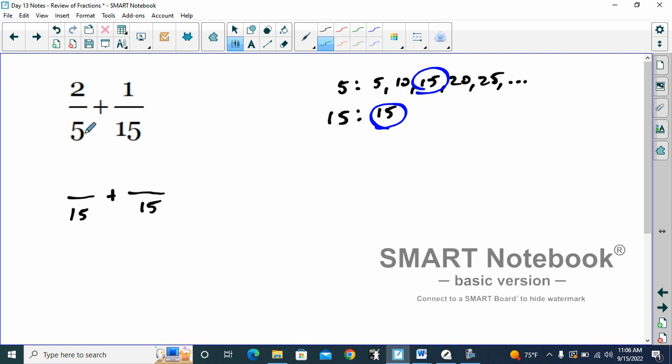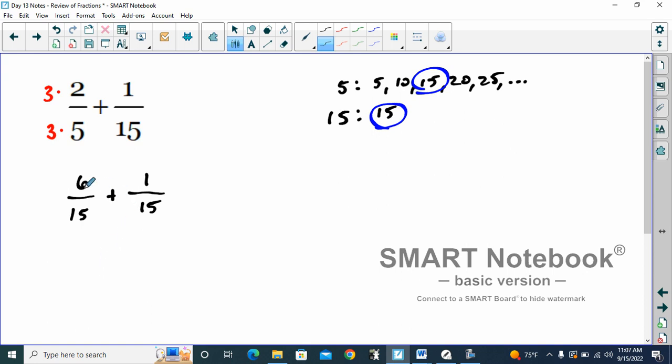We do need to write the equivalent fractions. So I made 5 into 15. I multiplied this times 3, so I need to multiply the top by 3 as well. 3 times 5 is 15. 3 times 2 is 6. Here my denominator was already 15. I didn't change it, so I don't need to change the top. It stays as a 1.